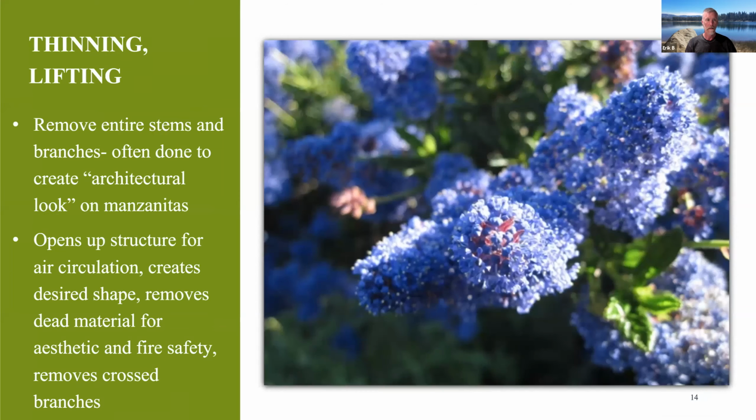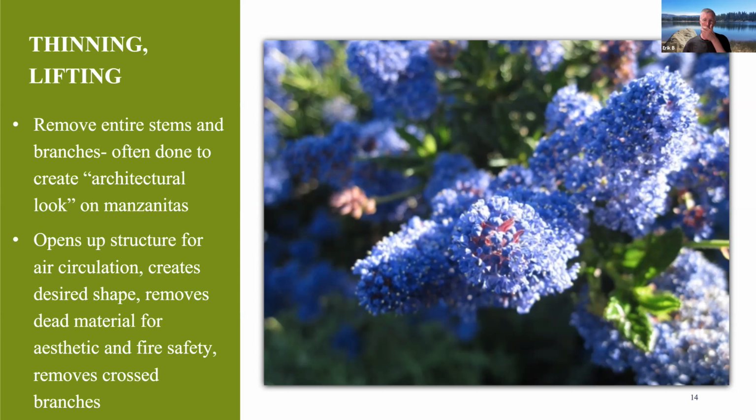Never fails. Okay, thinning and lifting. So thinning is a process of clearing out a shrub, removing entire stems and branches, often done to create an architectural look on manzanita. It opens up structure for air circulation, creates a desired shape, removes dead material for aesthetic and fire safety, or removes cross branches. So you're using the quadruple D method to guide your thinning.